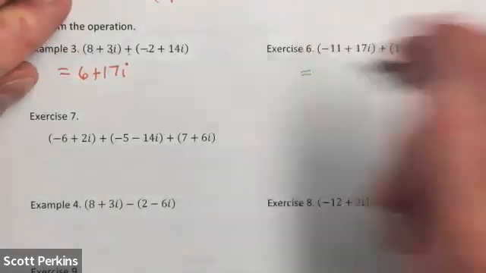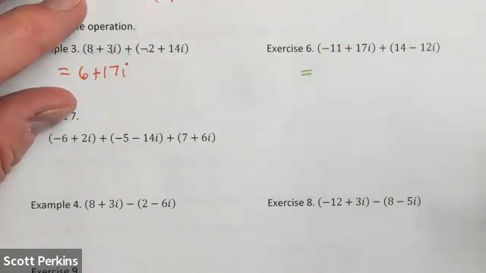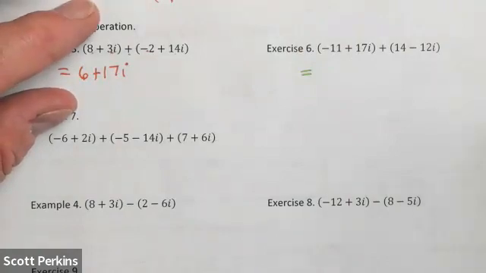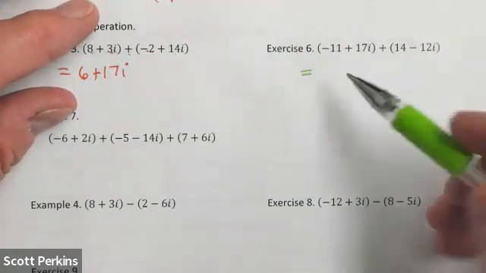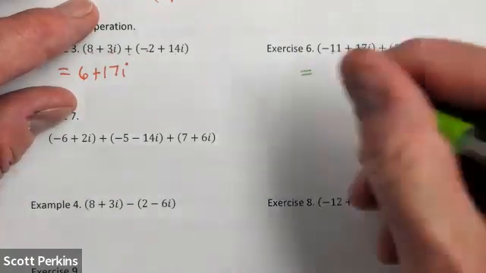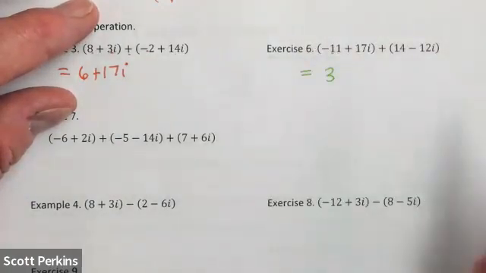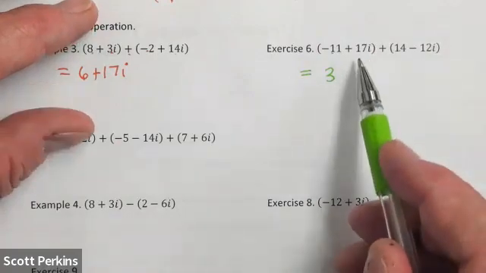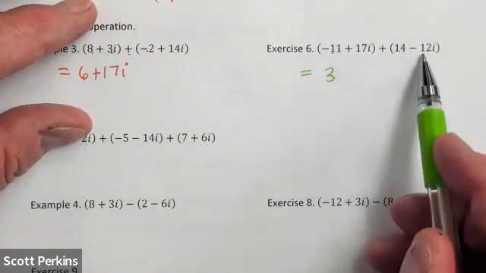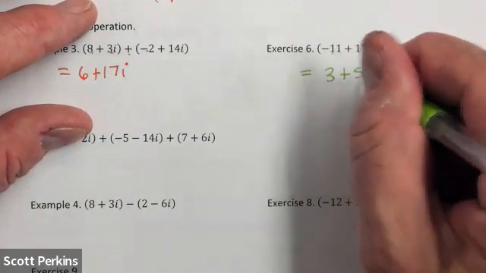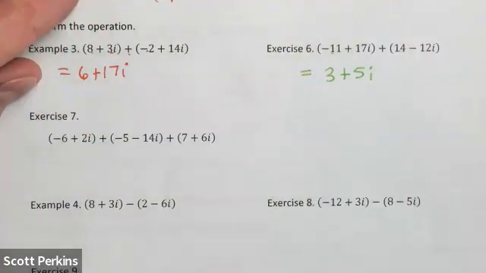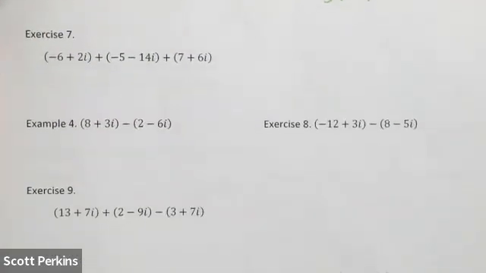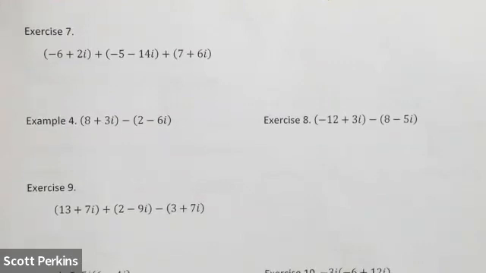All right, when I add these two numbers together, what is going to be the real part of the result? The -11 plus the 14 gives me 3. That's the real part. And then the imaginary part is going to be 17i plus -12i. That is positive 5i. Anybody get anything different that we need to talk about? All right, then one more addition problem, exercise 7. This time there are 3 complex numbers to add together. It's the same process.